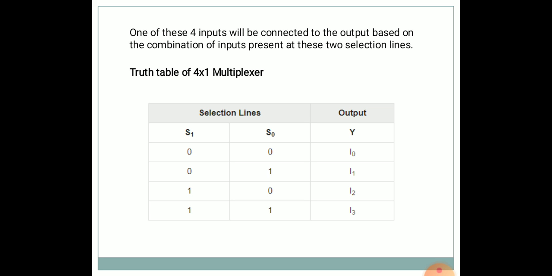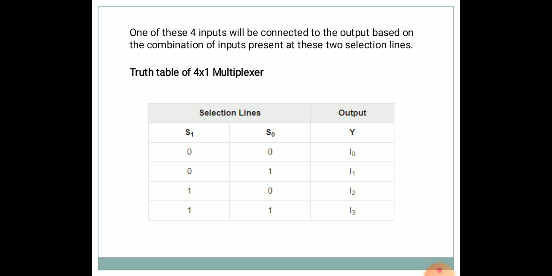And when S1 is 0 and S0 is 1, I1 will be the output. The input I1 will be routed to Y. When S1 is 1 and S0 is 0, I2 will be routed to Y. And when both S1 and S0 are 1, then the output Y is I3.